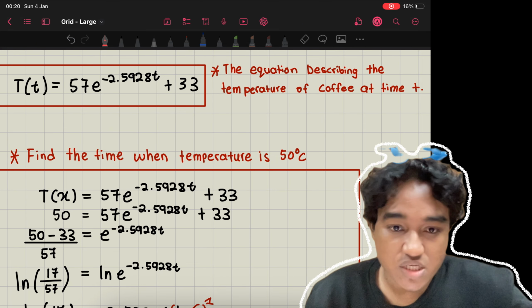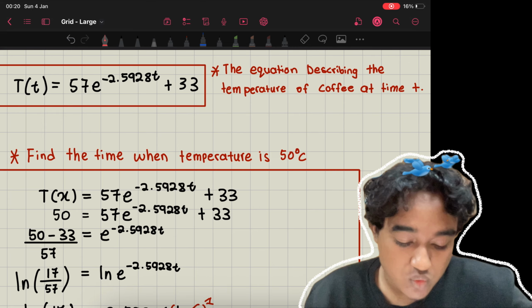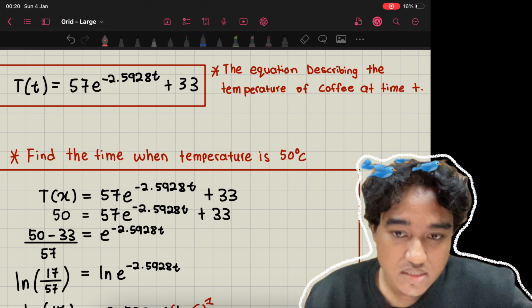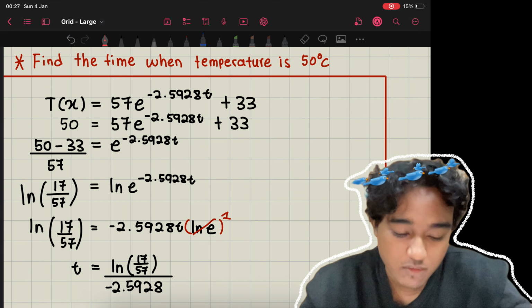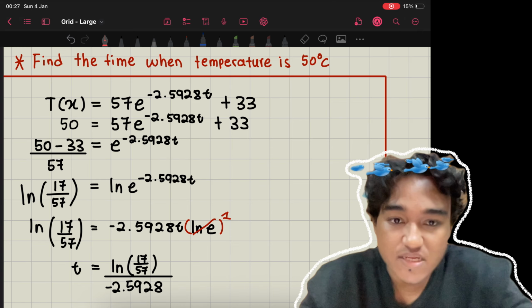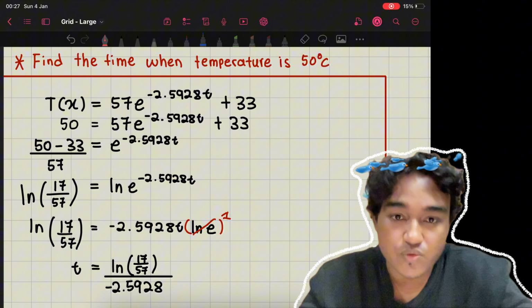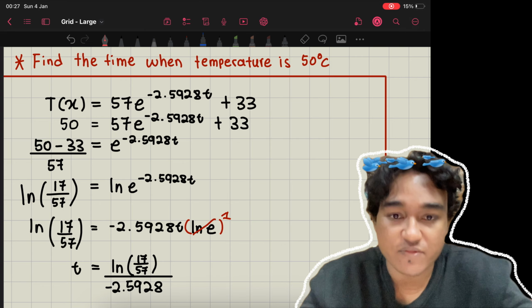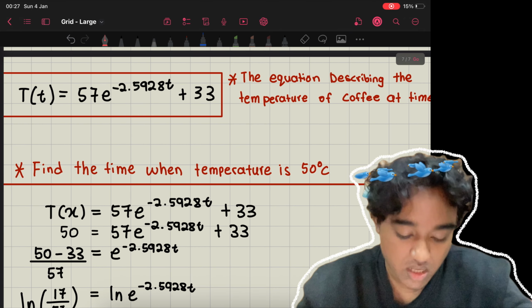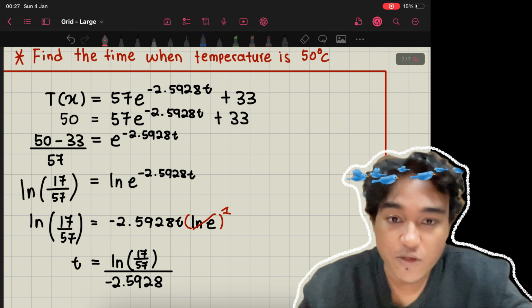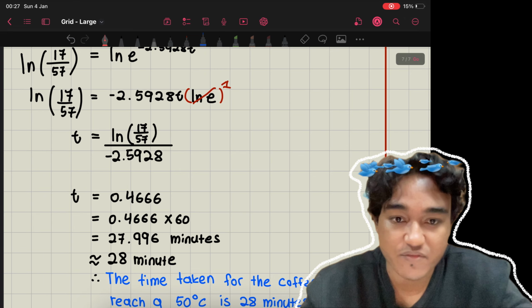So we got our equation as T(t) equals 57 e to the power of negative 2.5928 t, plus 33. So to achieve our final objective, we will find t when the temperature is 50 Celsius. To do that, we set T(t) equal to 50 Celsius. We substitute it into our equation, which will give us the value of t, the time when the temperature of our coffee is 50 Celsius.